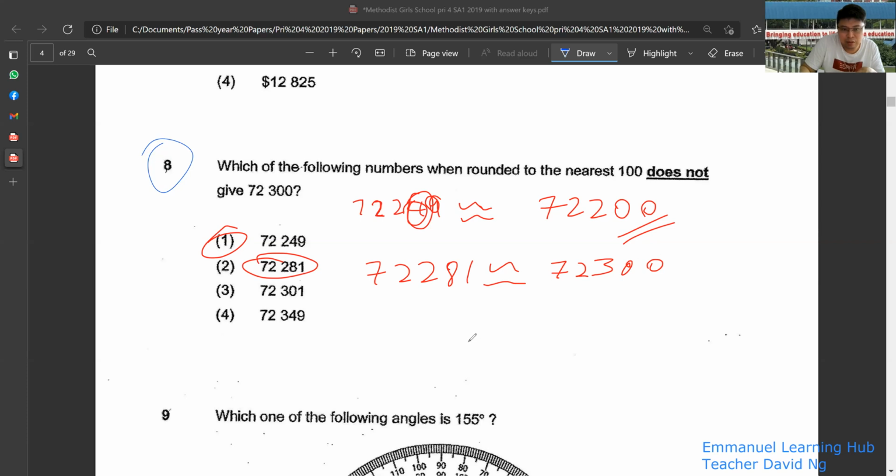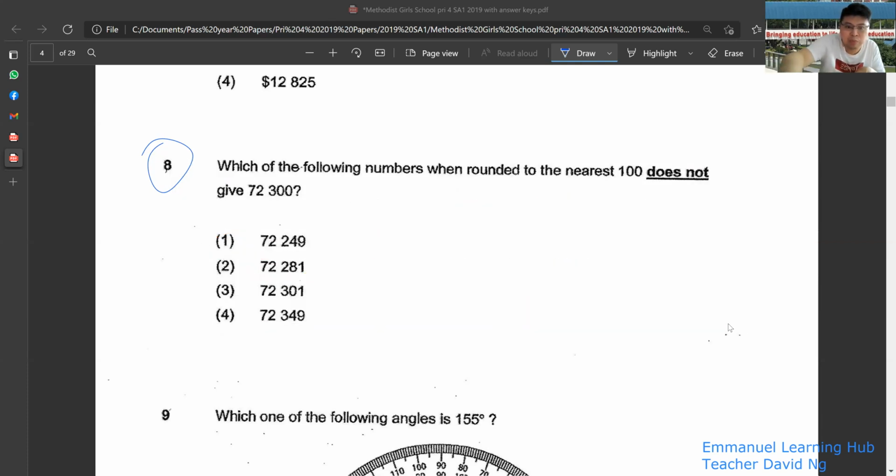Because number 1, you round off is 72200, so the answer is 1 already. So 3 and 4 no need to do, because you know for sure it is 72300. In exams, you do number 1, you see 723, it's not 72200. The answer is 1 already, if you're confident of your answer.